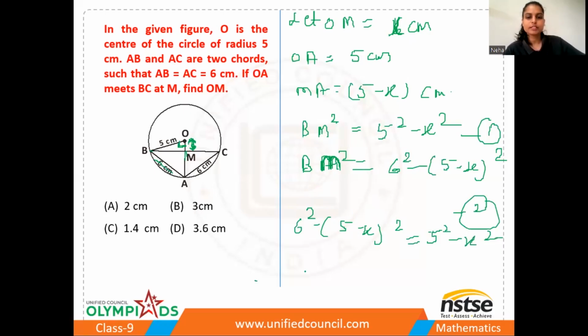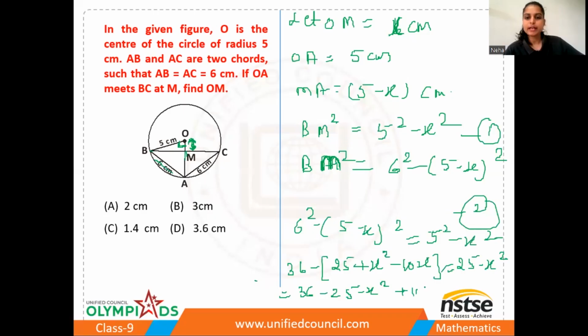6 square is 36 minus 5 square is 25 plus x square minus 10x is equal to 5 square is 25 minus x square. This is correct. Now this is 36 minus 25 minus x square plus 10x is equal to 25 minus x square. So x square and x square will get cancelled out. After solving, 10x is equal to 14, that means x is equal to 1.4, that means option C is the right answer.